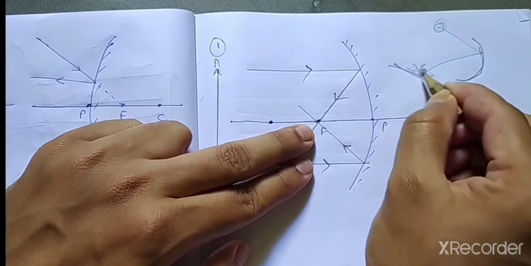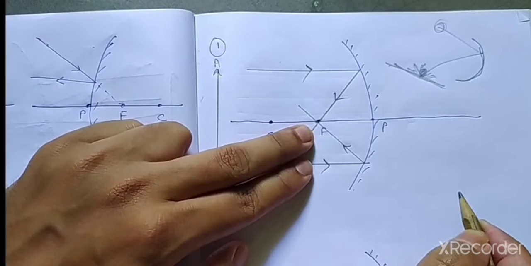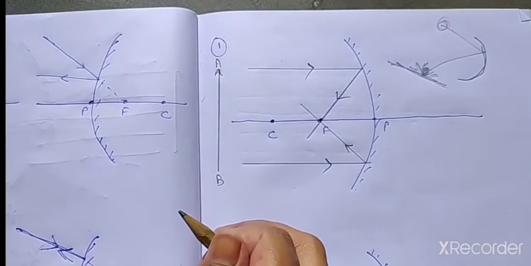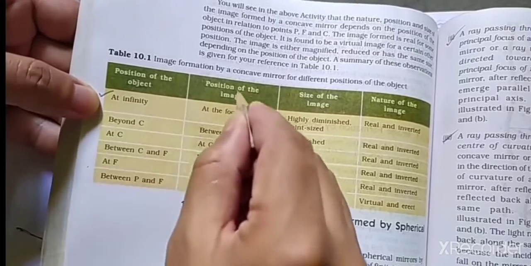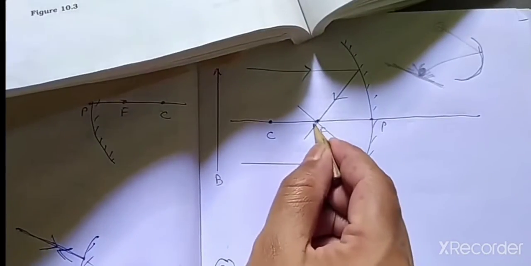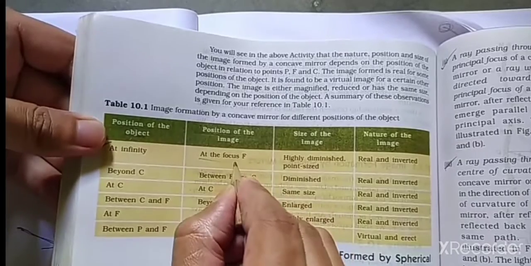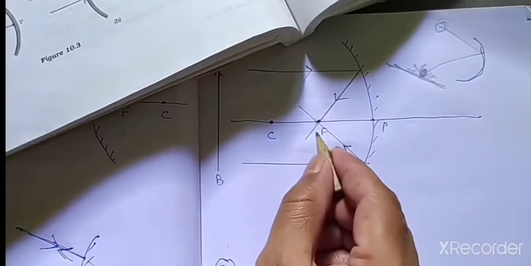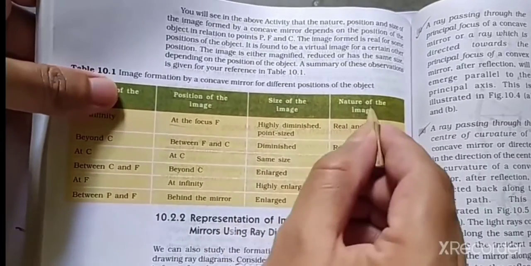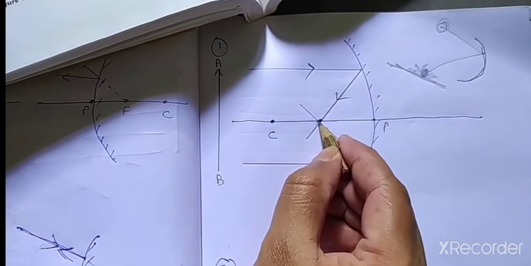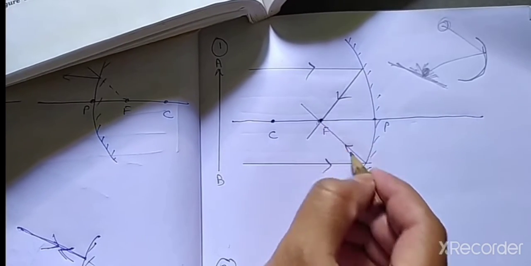The two rays: one ray is parallel to the principal axis and converges on the focus point. Okay, first figure: the position of the object, the lamp, is at infinity, the position of the image is at the focus, and the size of the image is highly diminished, point sized, and it is real and inverted. Okay, this is the first image formed. We are keeping the lamp at infinity position.